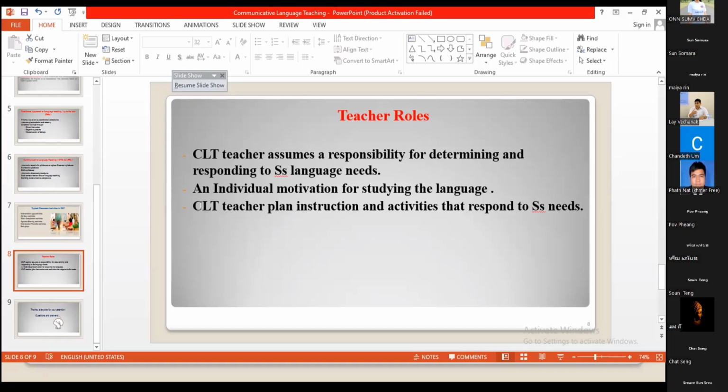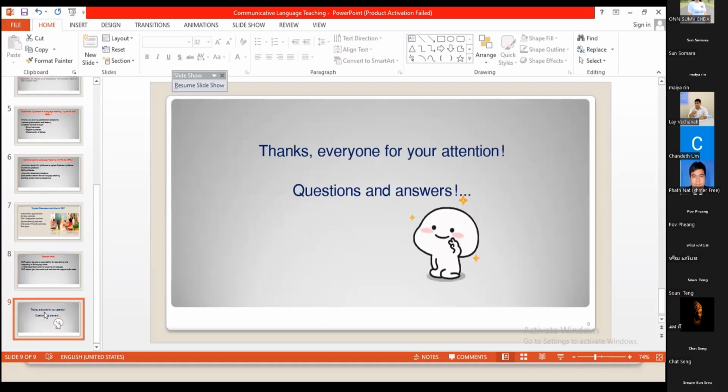And in CLT, the teacher plans instruction and activities that respond to student needs. So we have to plan how to arrange the students and how to let them do activities like jigsaw, role play, or something else that the students need. Okay, that's my point. It's finished now, talking about communicative language teaching.